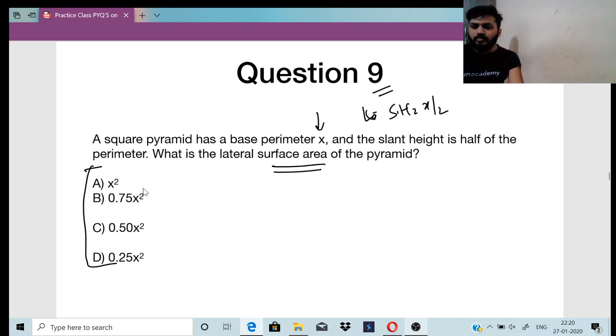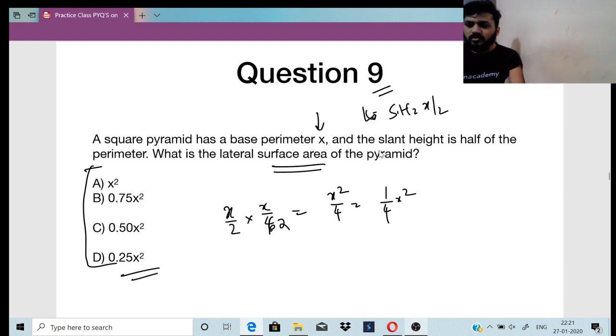See guys, it is simple. Slant height is half the perimeter, so it is x by 2, right? x by 2 into x by 2, which is x square by 4, which is 1 by 4 x square. Option D. So multiply the slant height twice and the lateral surface area is obtained, right? x by 2 into x by 2 is x square by 4. Okay, 1 by 4 x square.